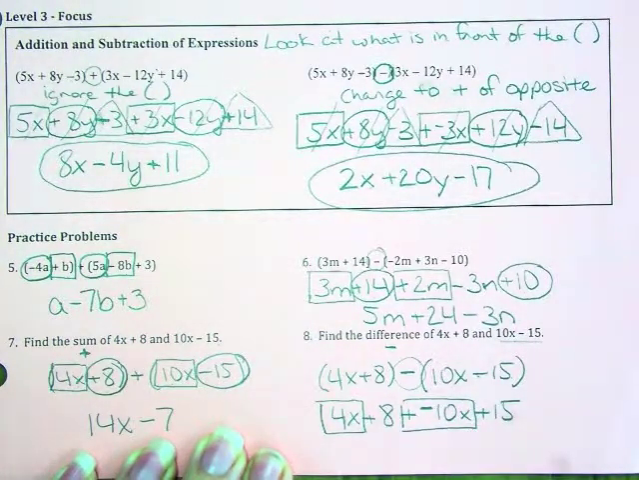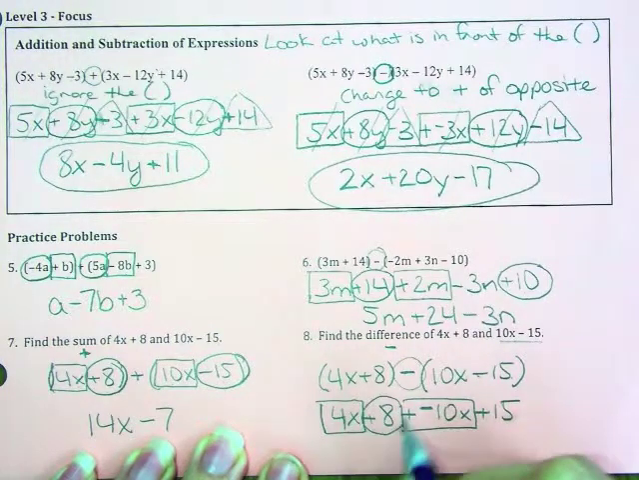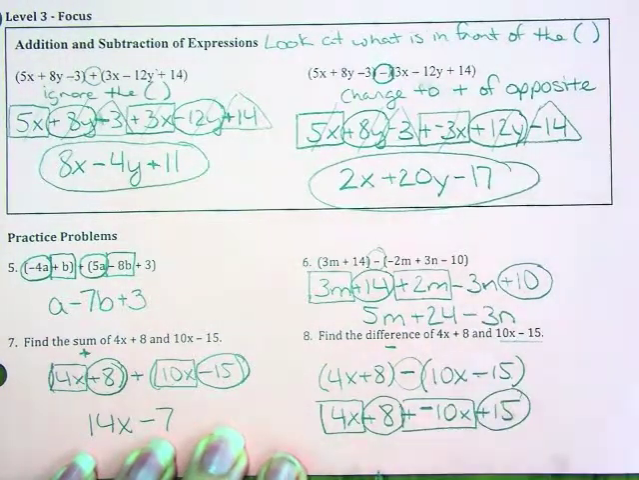Okay, then we have the circle, the last ones. They're both like terms. Adding those together, 4x and negative 10x is negative 6x. And then the 8 and 15 add up to 23.